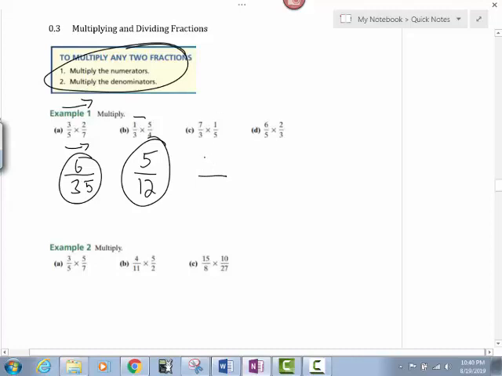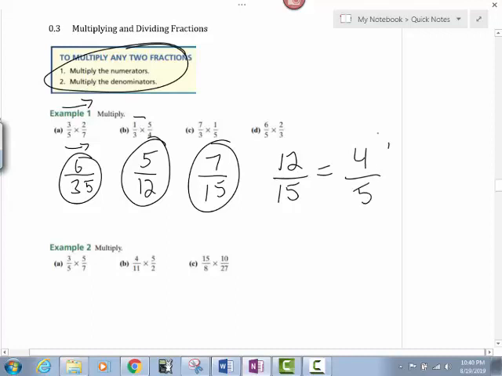Alright, 7 times 1 is 7. 3 times 5 is 15. Again, can't simplify. 6 times 2 is 12. 5 times 3 is 15. I can simplify. I can divide them actually both by 3. So 3 goes into 12 4 times, and 3 goes into 15 5 times. So I want to be able to reduce those fractions, okay?